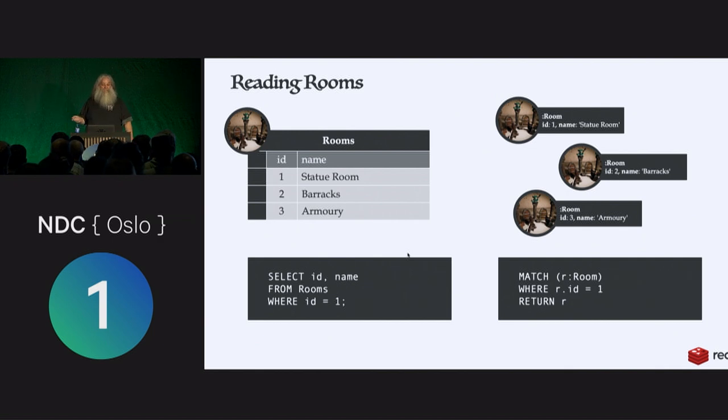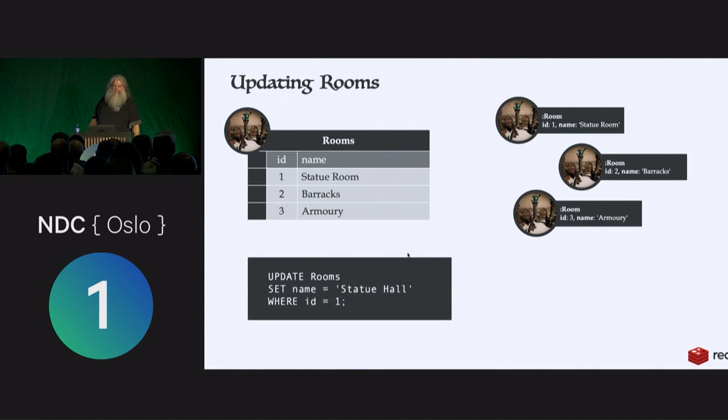When it's time to update a room, we use an update statement in SQL, which I've always thought was kind of heavy. You've got to set your individual fields and everything. It's kind of weird. I suppose you have to always just specify the fields you want to set. But so: update room set name equals statue hall. The statue room is getting more statues. It's getting an upgrade. My grandma will be pleased.